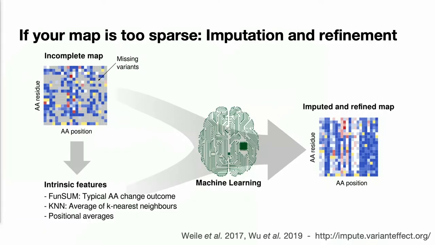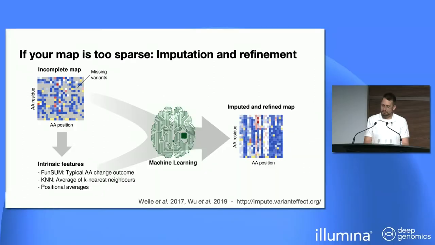For that, I wanted to point you at a tool that we developed in the Roth lab, which you can find at impute.varianteffect.org. This imputation tool allows us to infer missing variant effects and refine less confidently measured ones using a machine learning approach.